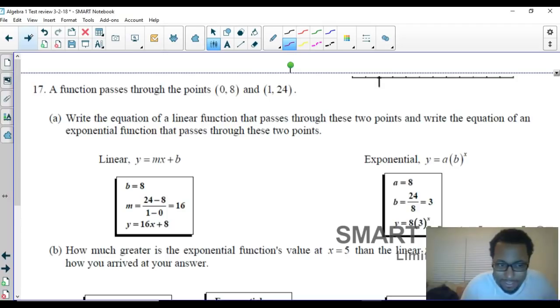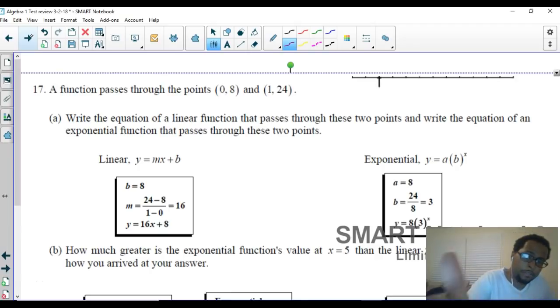Question 17. A function passes through the point 0, 8 and 1, 24. Write an equation of a linear function that passes through these 2 points, and write the equation of an exponential function that passes through these 2 points. So it's a tricky question because they ask you to do 2 things. Okay, linear, you have y equals mx plus b. Exponential, you have y equals a times b to the x power.